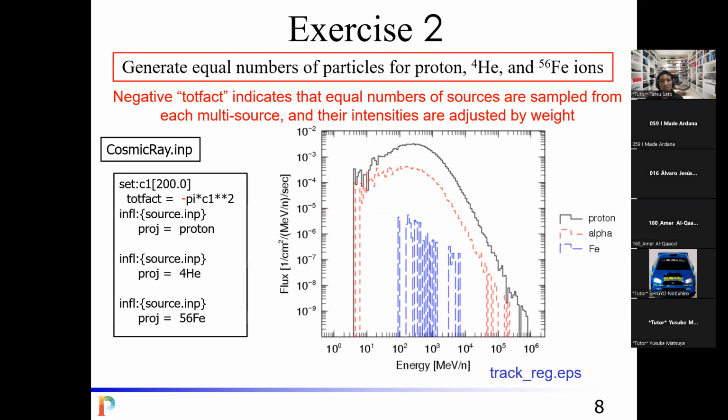So the next exercise is to generate an equal number of particles for protons, helium, and ions. And to do that, a negative sign on the parameter indicates that an equal number of sources are sampled from each multi-source, and their intensities are adjusted by weight. So let's add a minus in front of the number, run fits, and check the difference in this picture. Okay, so let's do this exercise.